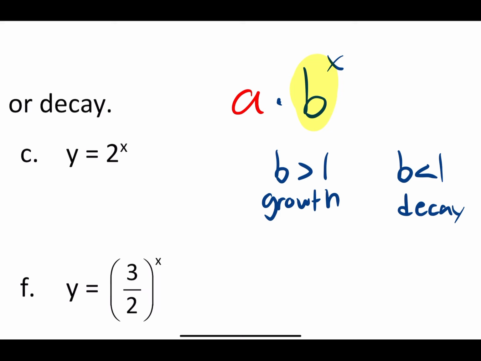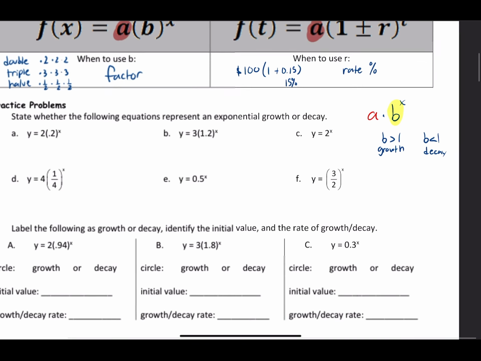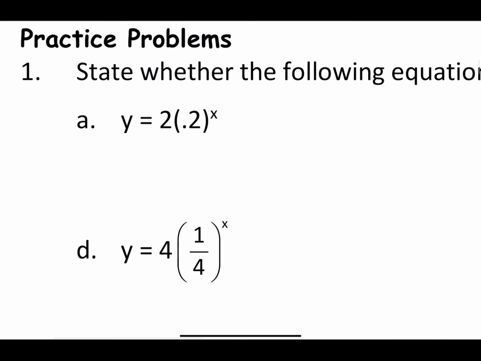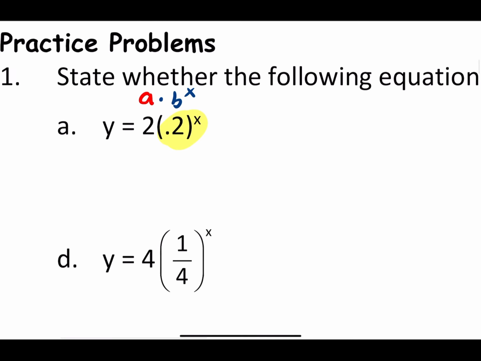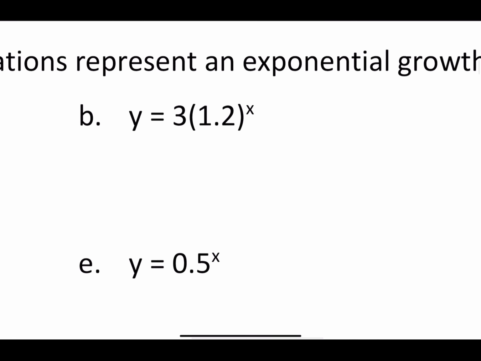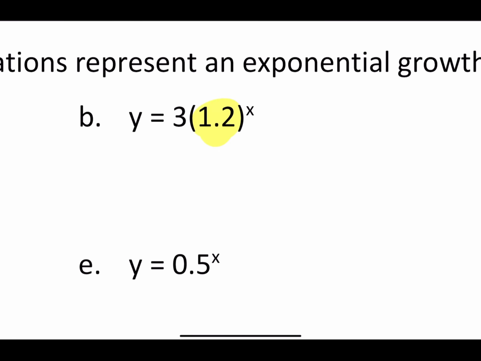Now, B has to stay greater than 0, but as long as you know that it's not 0, it's some kind of number less than 1, then you could probably spot decay. The trick is, can you recognize your B value from the equation? If all exponential equations are of standard form A times b to the x, the trick is spot the thing that is attached to the x. X is attached to 0.2, 0.2 is the b value. And 0.2 is less than 1, so this is decay. Or 1.2 is our b value. A is 3, but b is 1.2. That's greater than 1. That is growth.